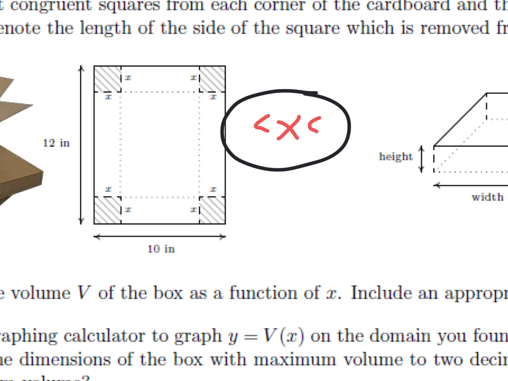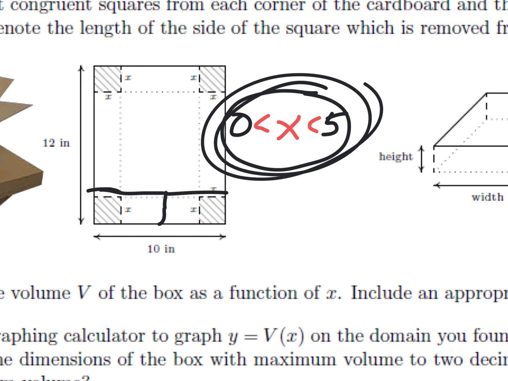Oh, you can't have 0, and you can't have what? I heard 5. Why? Well, because if you go over 5 inches here, and then you go over 5 inches there, you just won't have a box anymore. It'll be like a big flat thing. So that's the domain. Notice, a lot of kids are going to say 6. And I get it. It's wrong, but do you know why a kid would say 6? Because of the 12.